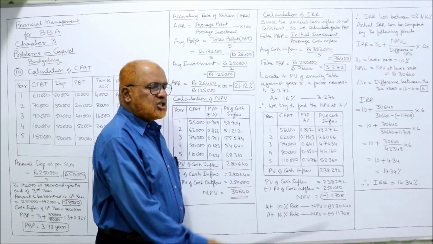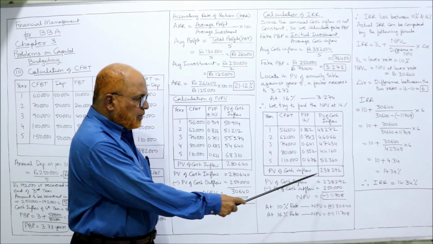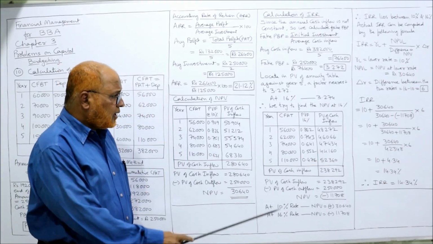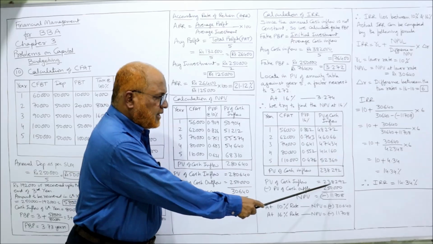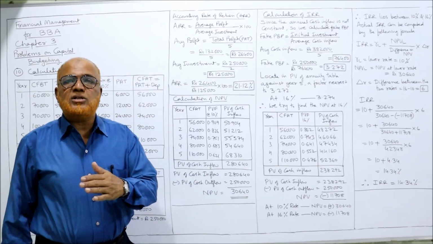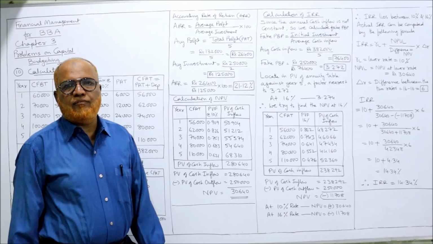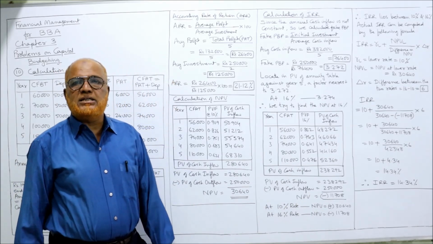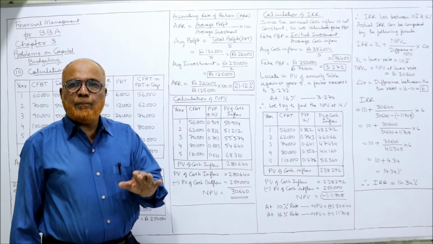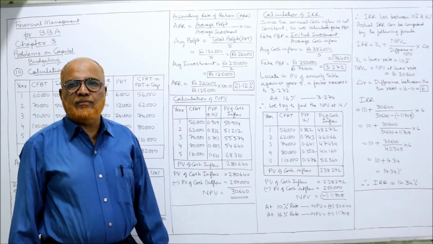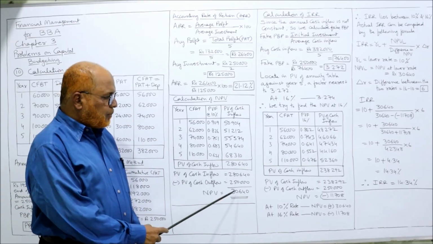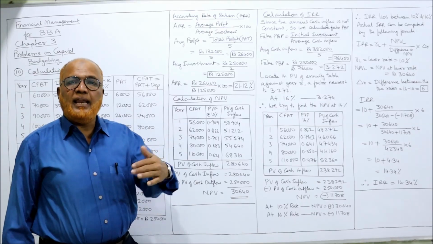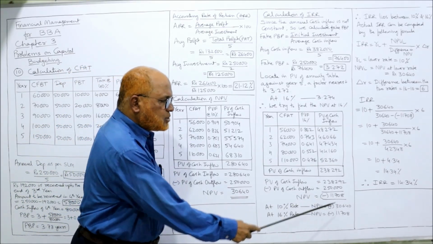You will get the PV of cash inflow. The total PV of cash inflow is 2,38,292. Now PV of cash inflow 2,38,292 minus PV of cash outflow, that is 2,50,000. So it comes to negative, minus 11,708. So one NPV is positive, another NPV is negative. At 10% we got a positive NPV of 30,640. At 16%, a negative NPV of minus 11,708.